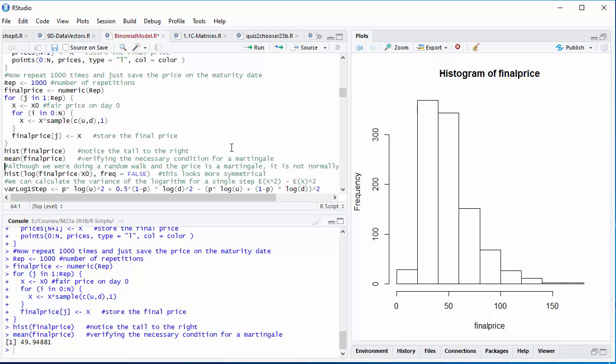However, if I compute the mean of these final prices, notice all these handy-dandy R functions for working on vectors as single entities. The value I get is very close to 50. That means that, as we expected, the share price is a martingale.